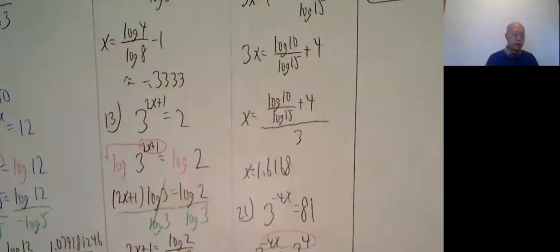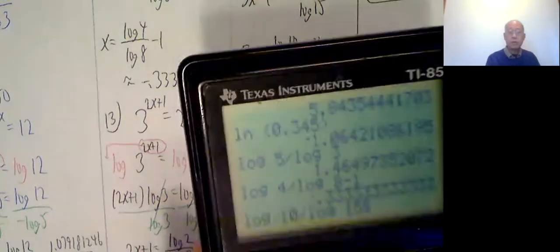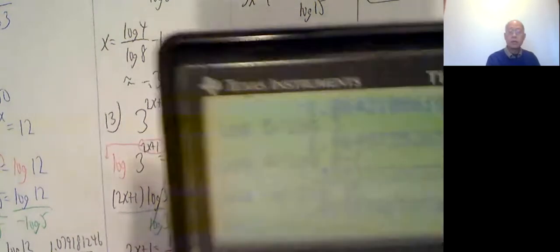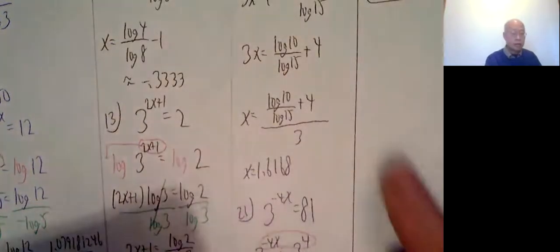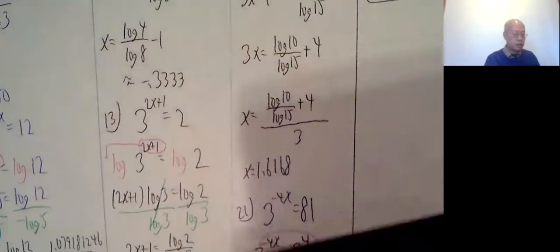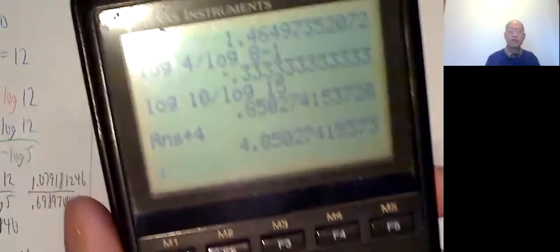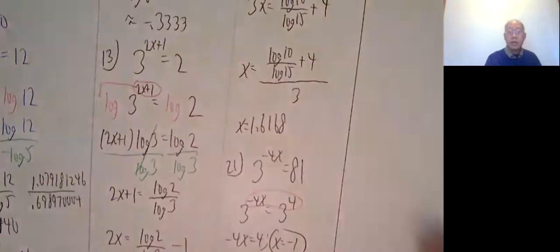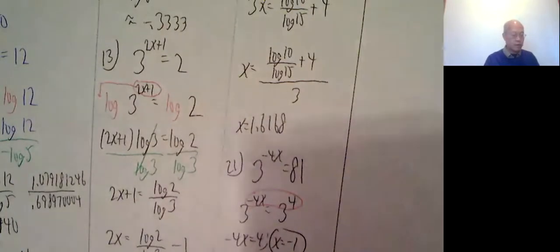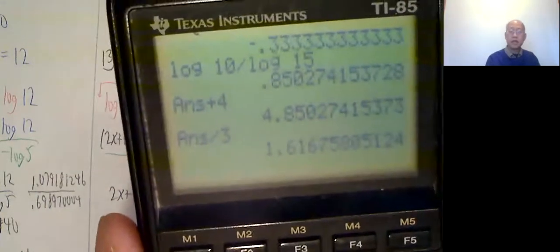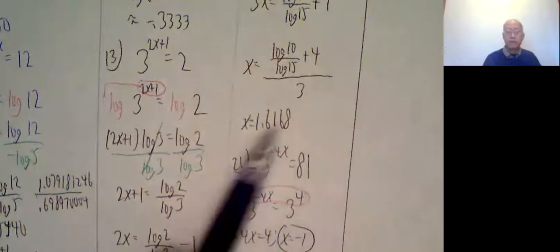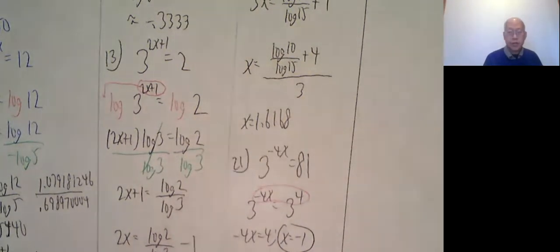Okay, I'll show it to you slowly. So log 10 divided by log 15 is 0.85 whatever. Then I'm going to add 4, so plus 4 to that. 4.85 blah, blah, blah. And then after that, I'm going to divide it by 3. So divided by 3. 1.61675 blah, blah, blah. Round it to 4 digits, 1.6168.